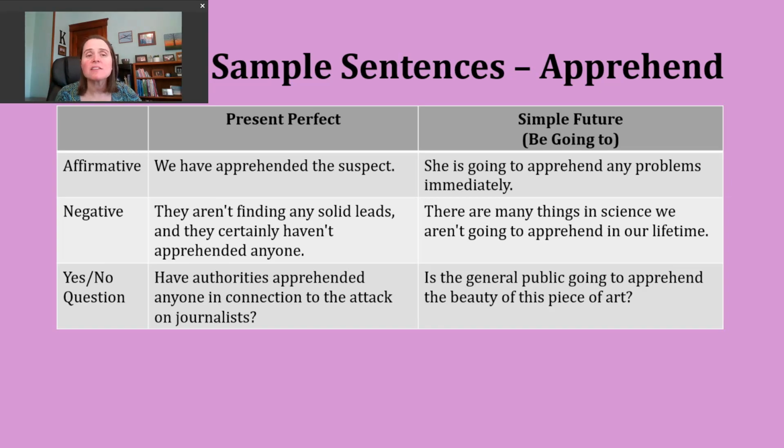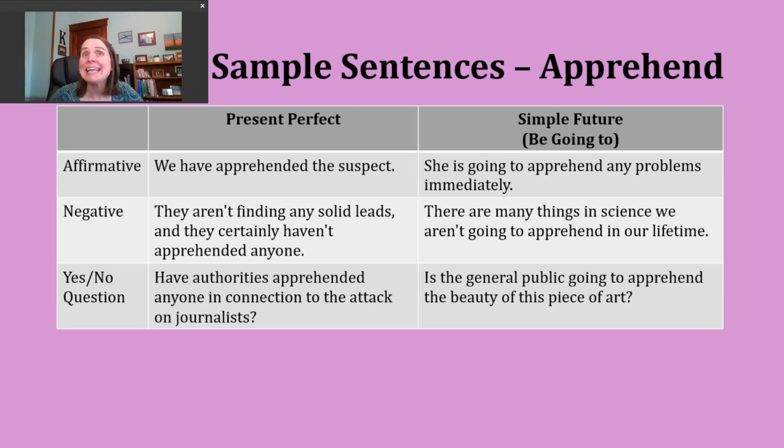In the affirmative or positive, I have here, we have apprehended the suspect. This sentence or something very similar to it is used many times at press conferences, especially in regards to serious crimes, serious events, maybe where people have been a little fearful or scared that a dangerous person is on the loose, right? And so sometimes the statement is said to give that reassurance. This person has been arrested.